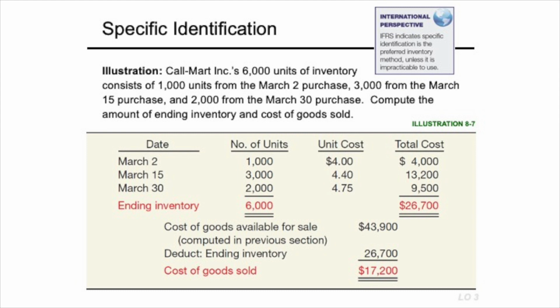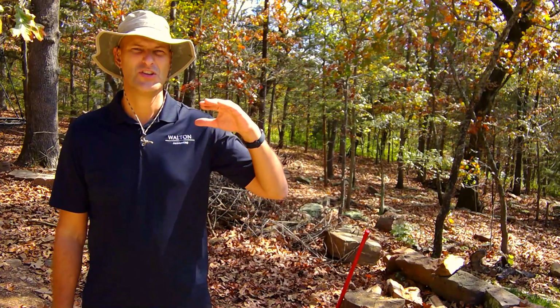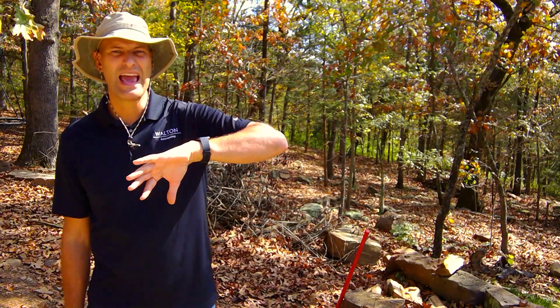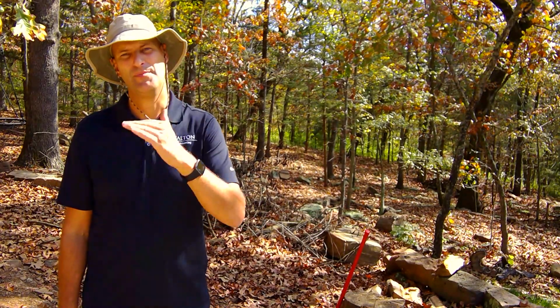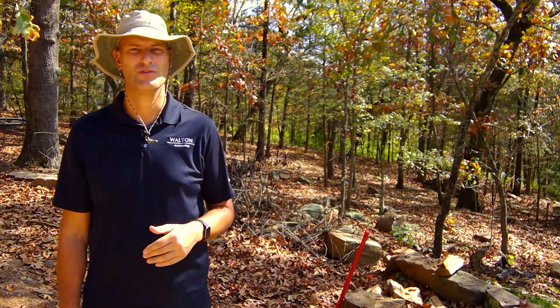The total cost of those units. So our ending inventory of those 6,000 units, the total cost is actually $26,700. That is the ending inventory. Now, if we want to calculate the cost of goods sold, we take our goods available for sale, subtract out our ending inventory of $26,700, which gives us goods available for sale of $17,200. So that is how that calculation works, using a specific identification, and how the periodic system kind of works there towards the end, as we saw.